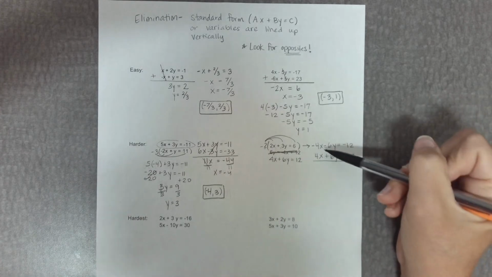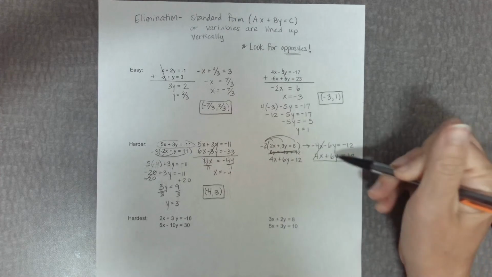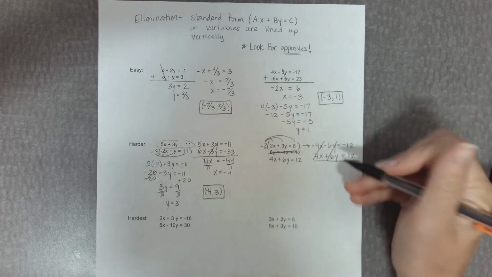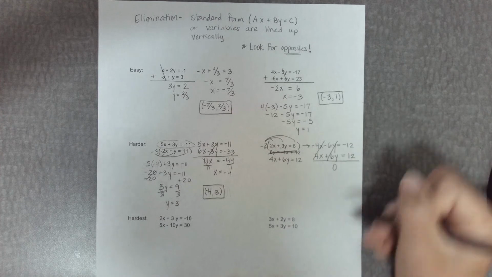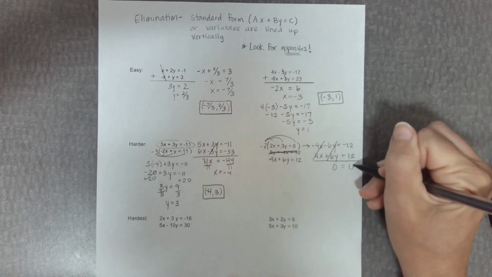Okay, so what happens here is our x's cancel. They eliminate. Our y's also eliminate. So we actually created opposites on both of them. So 0 on this side. Our constants also eliminate, 0 on this side.